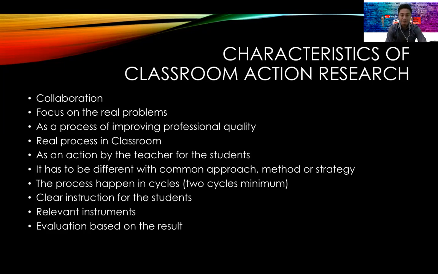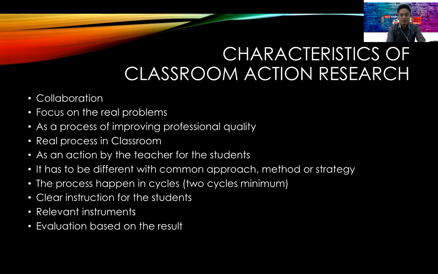And the next one, clear instruction for the student. What does it mean by clear instruction for the student? We'll discuss it later. And the next one, relevant instrument. This is also important because while conducting research, we have to choose the most relevant instrument that we are going to use. And then next one, evaluation based on the result. Those are the characteristics of classroom action research. Let me repeat it again.